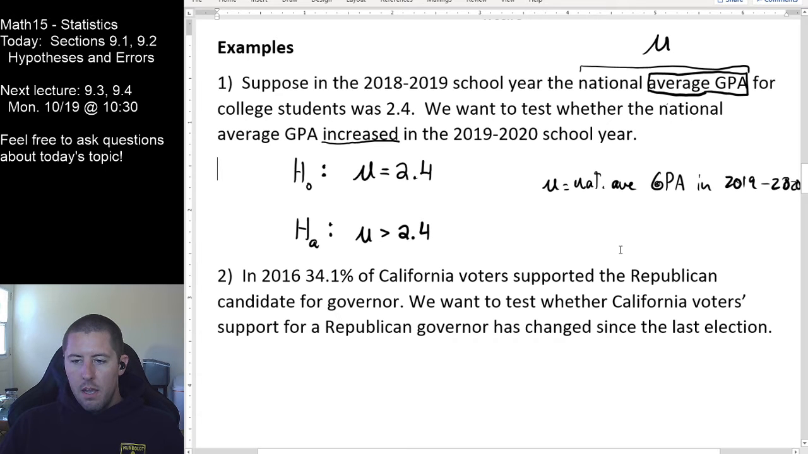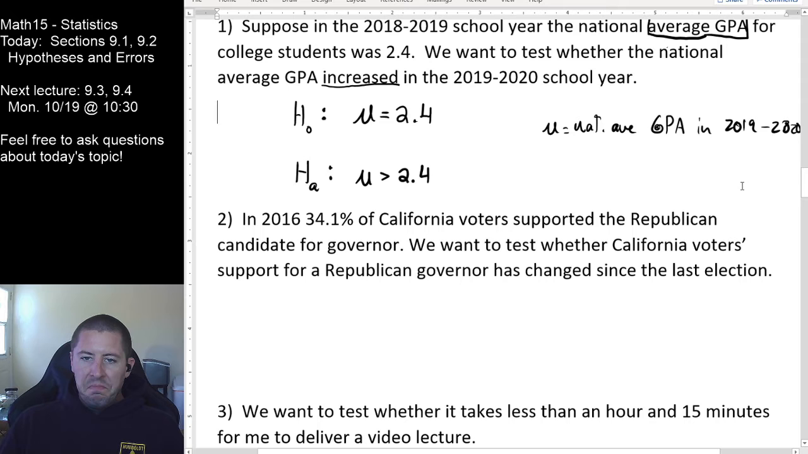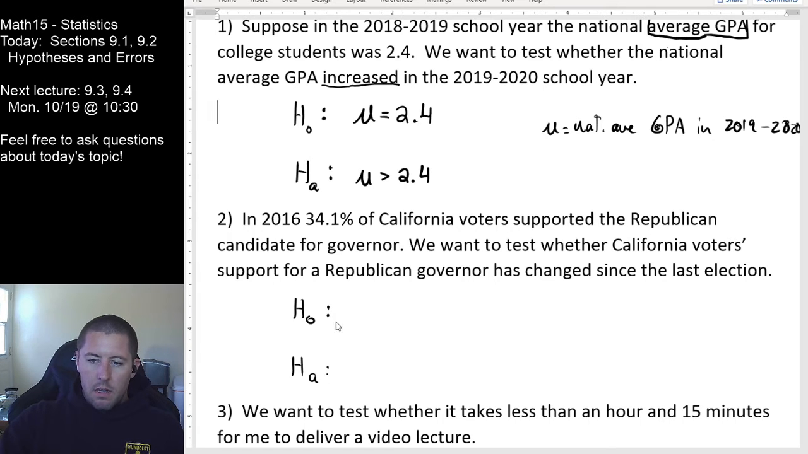So let's go ahead and look at our example number 2 here, kind of model it after example number 1. Example 2, again, I'm interested in finding my null and my alternative hypotheses. I know that my null statement is a statement of no change. My alternative statement is the statement that we're suspicious might be true. In 2016, 34.1% of California voters supported the Republican candidate for governor. By the way, I just made up that number, but I do know that that is vaguely appropriate, at least an estimate of that.